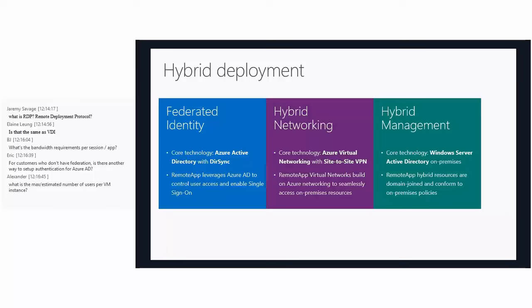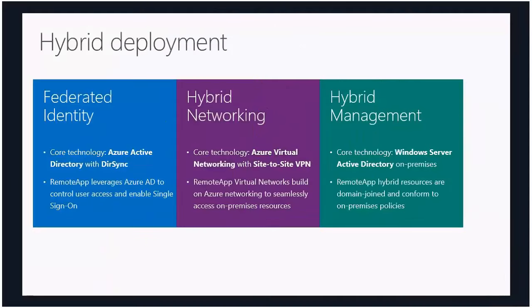This hybrid deployment slide, I can use federated identities with Azure Active Directory and DirSync and even Azure Active Directory Federation Services if I want. I could do hybrid with the site-to-site VPN so I could leverage my on-premises domain controllers, or I could actually just use an Azure-based Active Directory and have it completely independent of my on-premises Active Directory infrastructure.